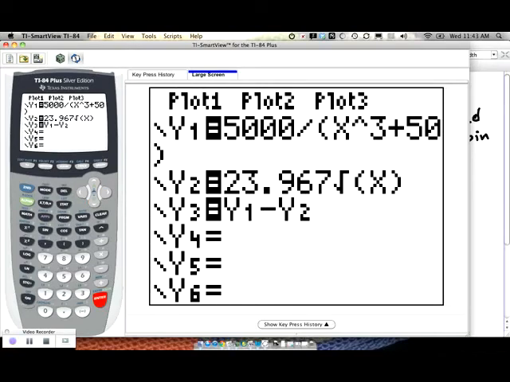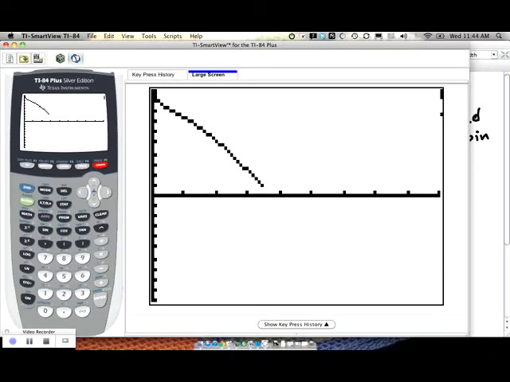I'm going to turn off the first two functions here, so that I'm just seeing the net change, not the in and the out, but just the overall. So now when I go to my graph, I notice that the net change is positive before, it's negative after, it's 0 in between. So right here it's 0 in between, and here it's positive, and here it's negative.